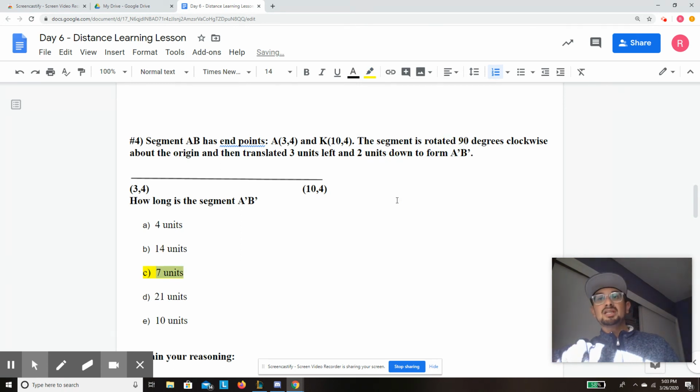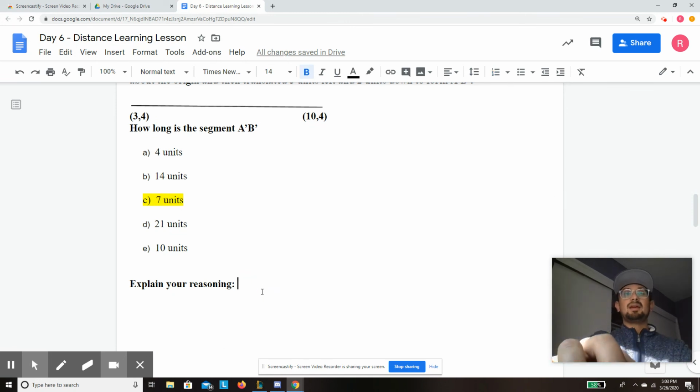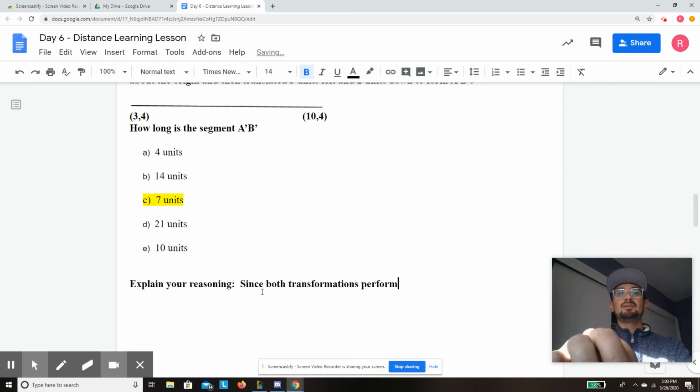And you know it's 7 units because it's a rigid transformation, rotations and translations. So it wouldn't change the size of the segment. Okay, thank you. So now explain your reasoning. Okay, so since both transformations performed are rigid transformations, then the length of the segments stays the same.